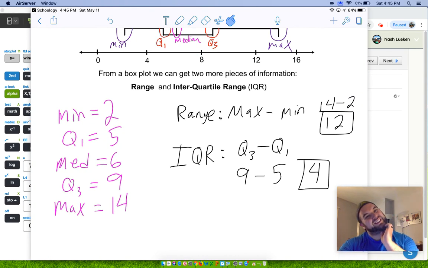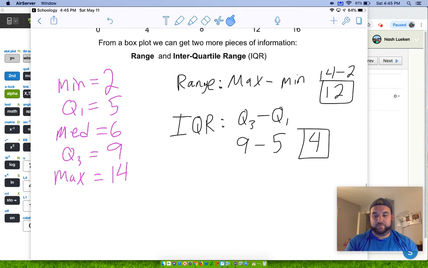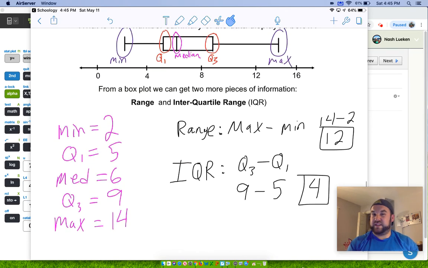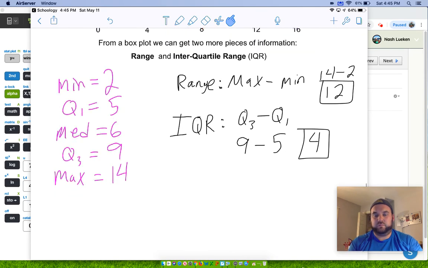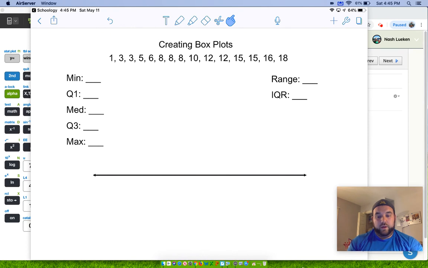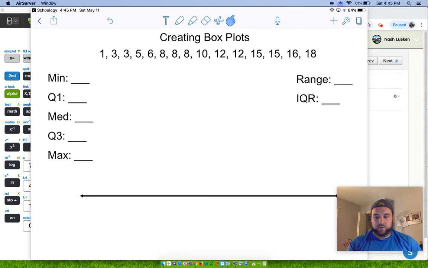Again, out of context, that doesn't really help you a whole lot. But if you take a stats class, or if you are in any sort of data analysis, sometimes you'll use the range and the IQR to compare how spread out a data set is. So there's actually 7 values there, not 5. Okay, so we're going to create a box plot, fill out all that information. We're going to actually create this on the number line.